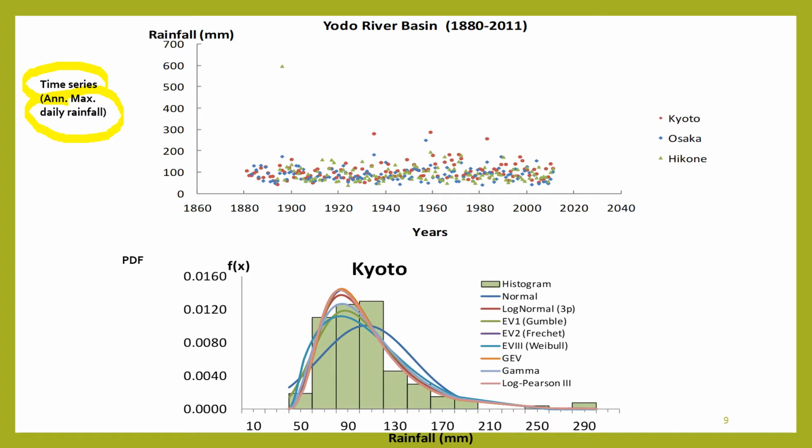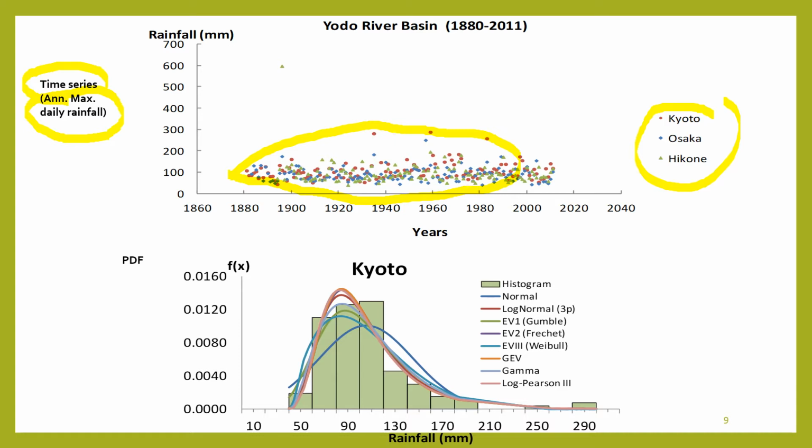So this shows maybe we have 3 stations. Data collected, and each year we have a data value. When we have a collection or a series of data, we can call it an annual maximum series or annual maximum daily rainfall. For this case, it is daily rainfall.